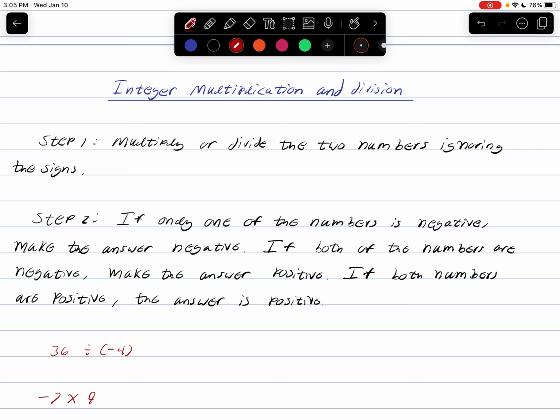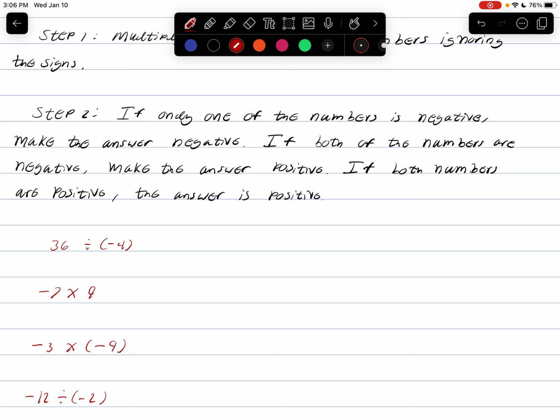So the next topic I want to talk about is basic multiplication and division involving integers, and specifically multiplication and division involving integers where at least one of them is negative. Okay, so this is typically done in a two-step process, where step one is we want to multiply or divide the two numbers normally, but we're going to ignore the signs, okay? So in this first example here, 36 divided by negative 4, we would just go ahead and divide 36 by 4, and then deal with the signs later.